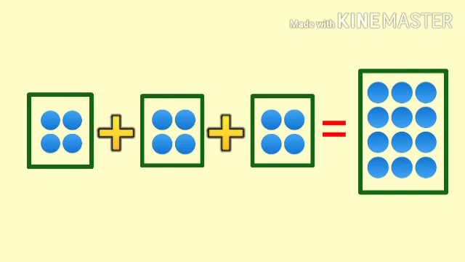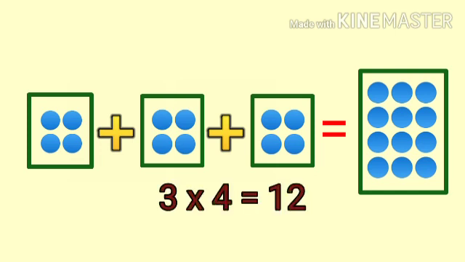To get this repeated addition easily, we can use 3 fours or 12. Here 3 represents 3 boxes and 4 represents the number of dots in each box. So we can get the above repeated addition easily by using 3 fours or 12. Understood, children?